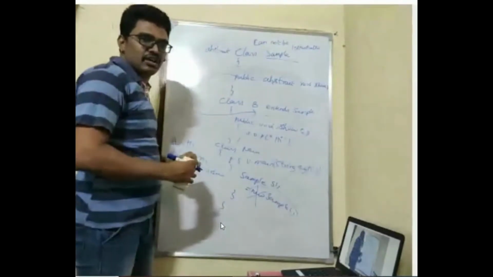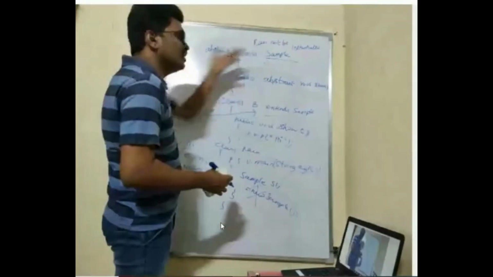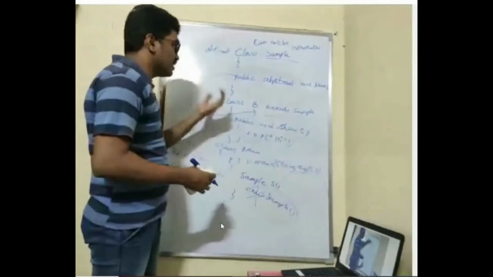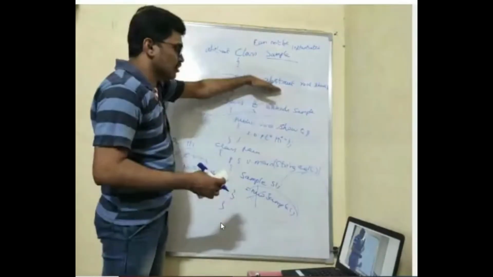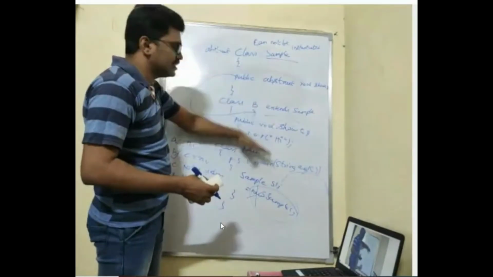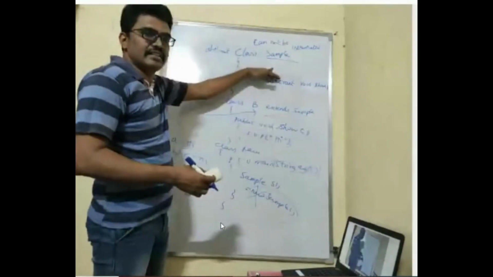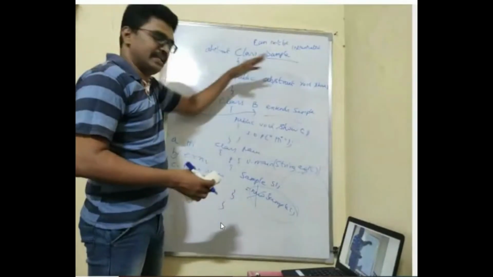Then you may get a doubt: how can I access the members of the abstract class? Previously I told you I may have non-abstract methods also. Then you have to create a subclass and create an object for the subclass. Only through the subclass can you access the methods in the abstract class. Is that fine? So this is about abstract class.